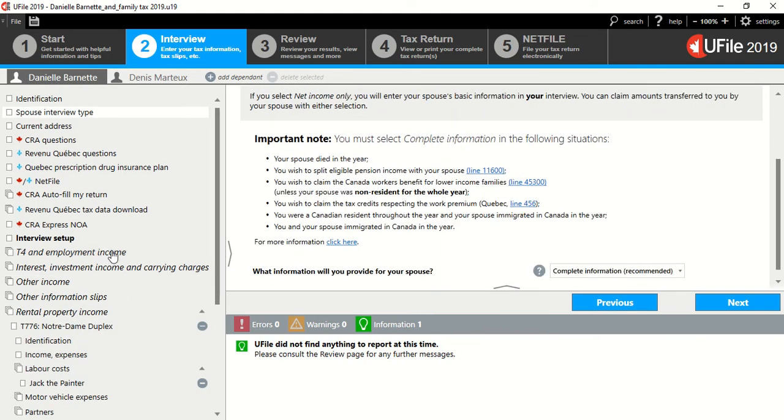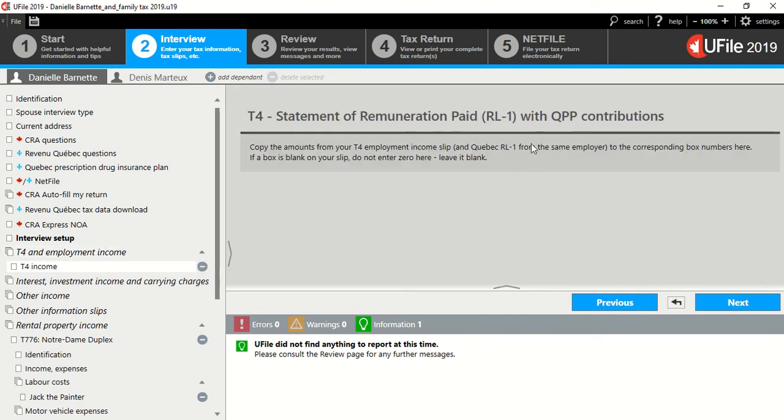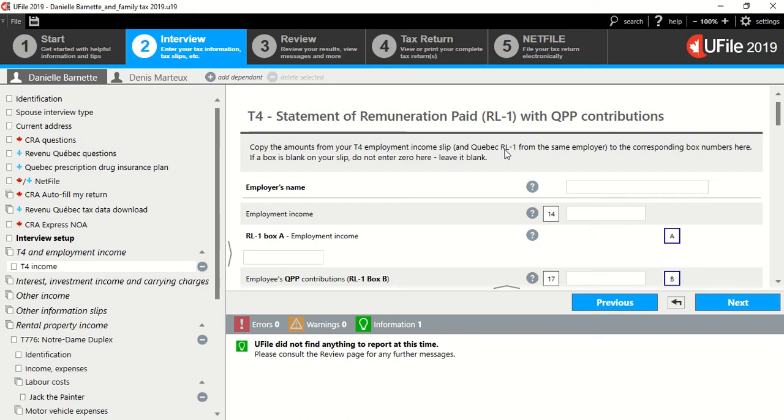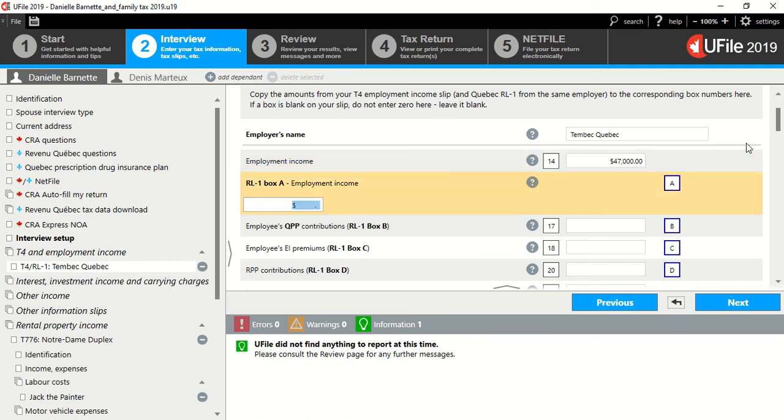and also introduce a small amount of income of about, let's say $47,000, and let's put in an employer. Employment income was 47,000, let's say even. And employment income for Quebec would be 50,000.